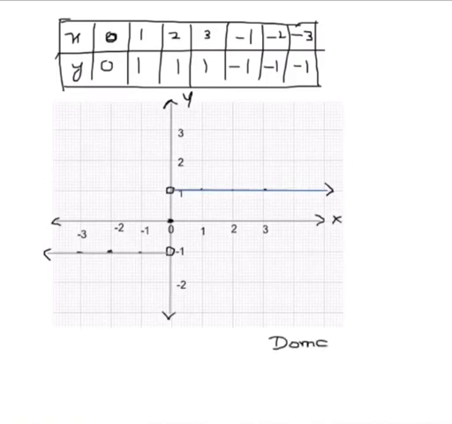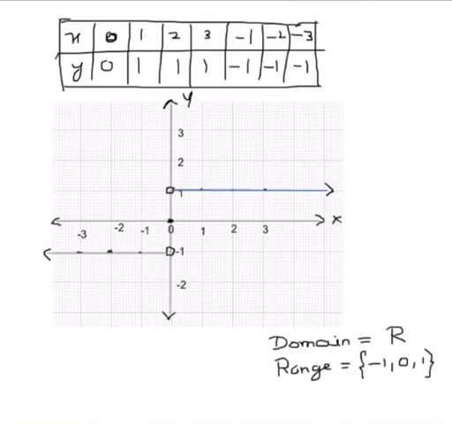Now let us write the domain and range of this function. Domain. X can take any real value, so domain is R. But the range is, as I said, we have only minus 1, 0 and 1, 3 elements.